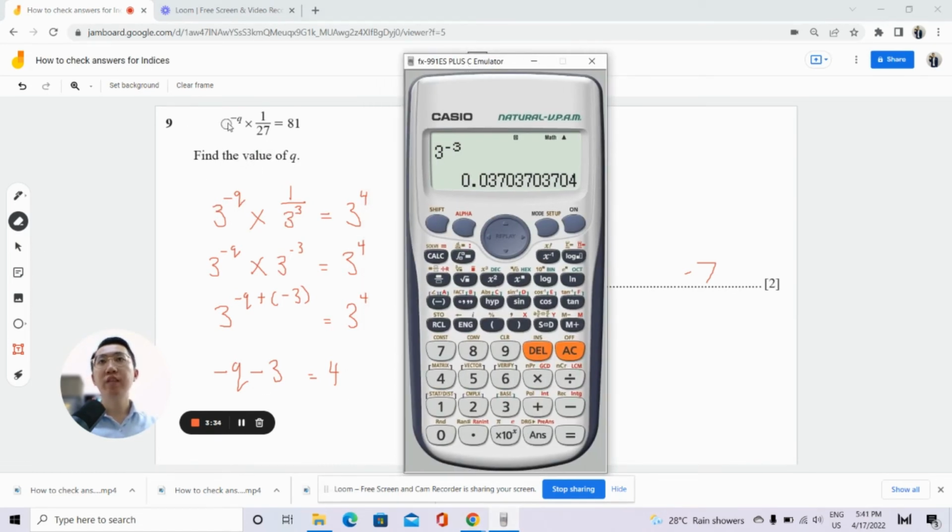Okay, so type in your question now. So 3 to the power of, now here is a negative, so you will have to type the same, negative. And then your answer is negative 7, yeah? Just be careful, type in negative 7. Now, multiply, copy, so just key in multiply 1 over 27, so you just follow 1 over 27. Okay? Now, we're going to press equal and see if you can get 81.